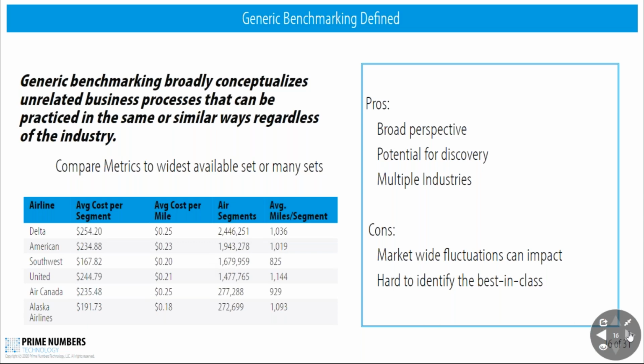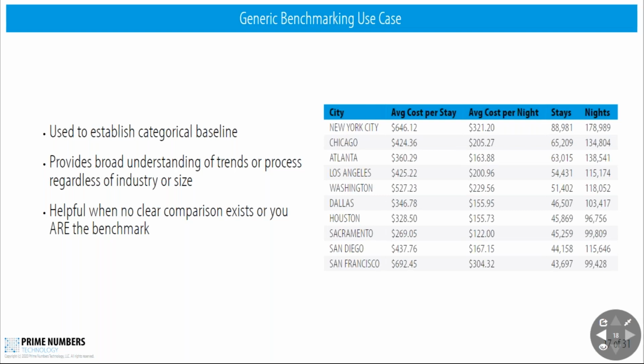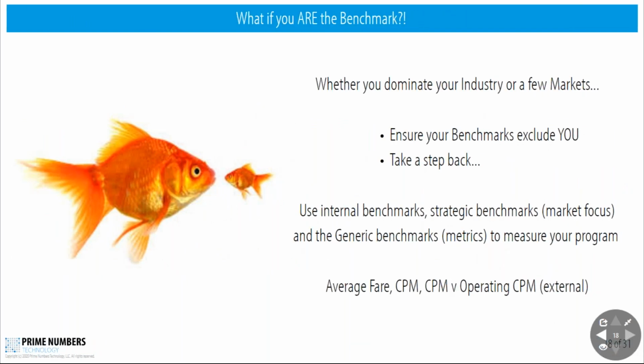However, when we look at our use cases, this is used to establish your baseline. Same kind of approach from phase one where we talked about categorical baseline, looking at your program as a whole. It provides an understanding of trends or process regardless of industry or size. So what are the trends and averages in New York versus Dallas? It's really helpful when there's no clear comparison or you are the benchmark. And what do I mean by that? What if you're the benchmark? What if you are so large that you dominate your industry or a few markets?